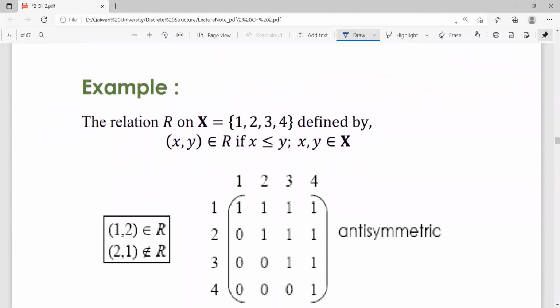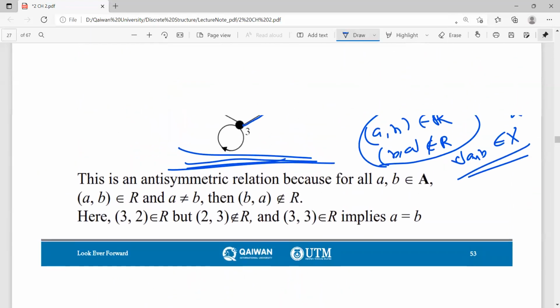Here we have another example. We have a relation R on X. X is the set of 1, 2, 3, and 4, defined by (X, Y) in R if X is less than or equal to Y. This is the same as the previous one, but here we have 4 elements.